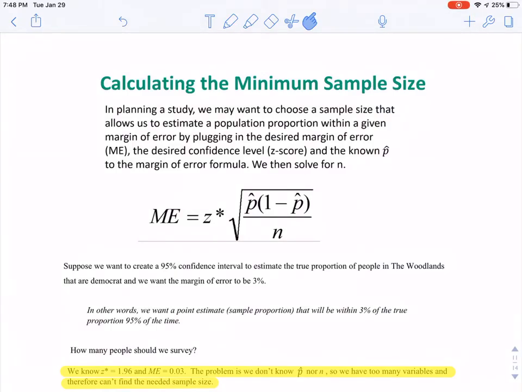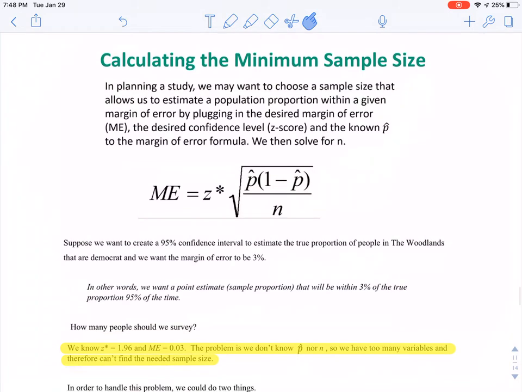Okay, so this is the last video, part 3, to finish off the 8.2 notes page. It's looking here at the end at just this notion of how you would, if you were planning a study, decide what sample size you should take if you were trying to have a certain confidence level and you wanted your margin of error to be a certain amount.